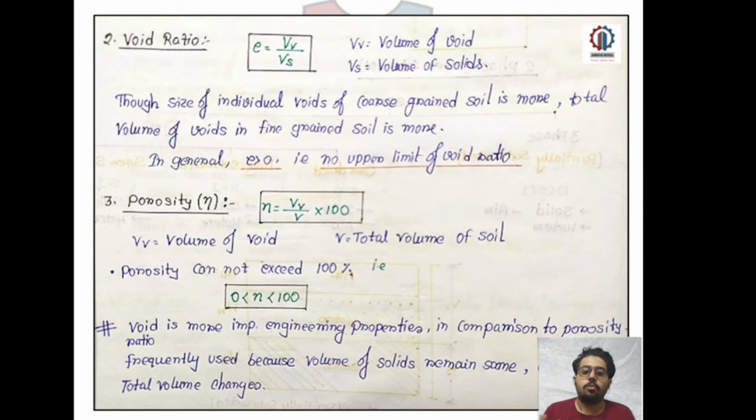So though the volume of void and total volume both are changing, we cannot trust the property porosity, but the void ratio is more trustworthy than porosity, so we use void ratio in maximum cases.